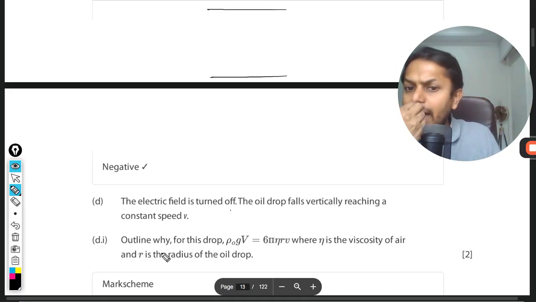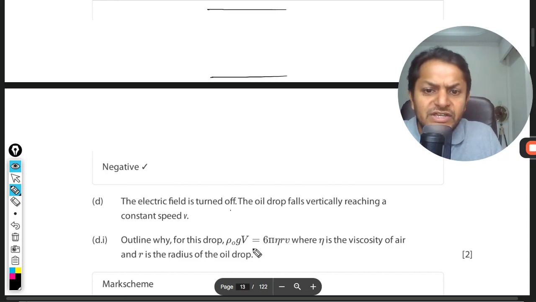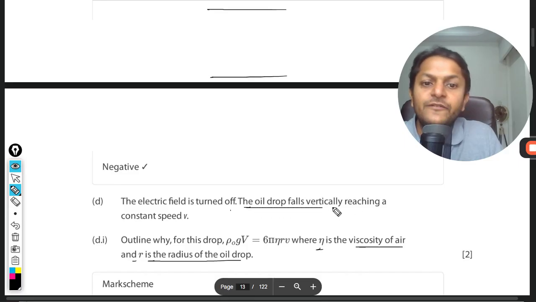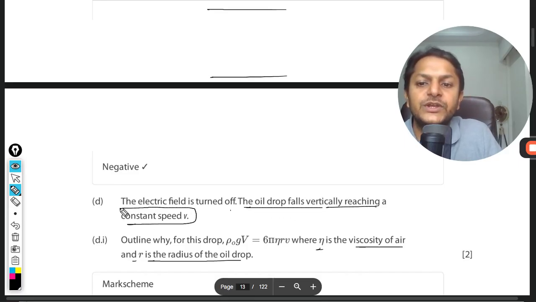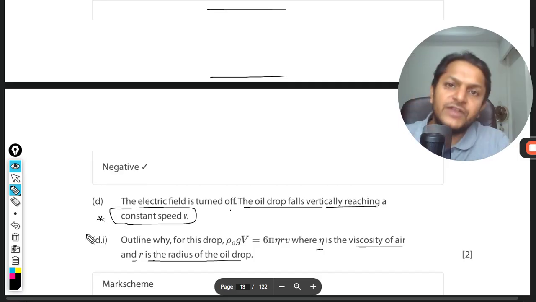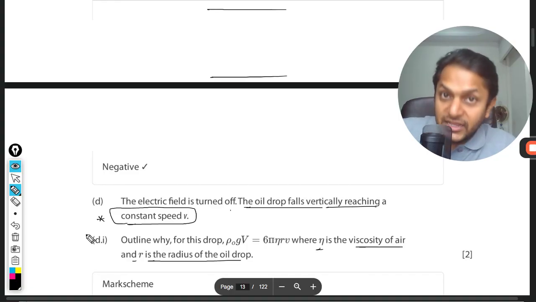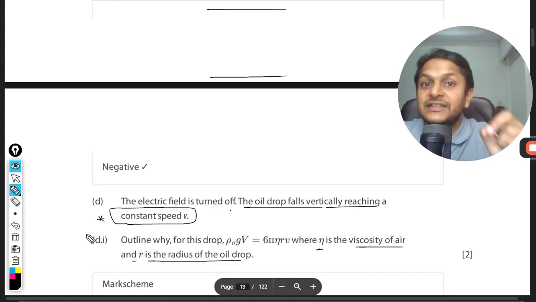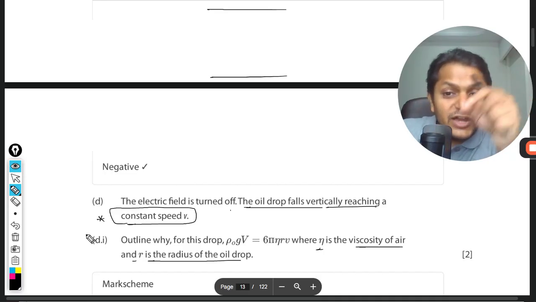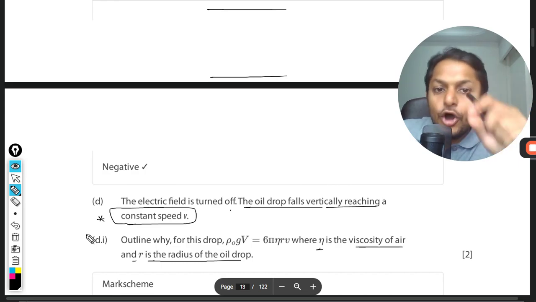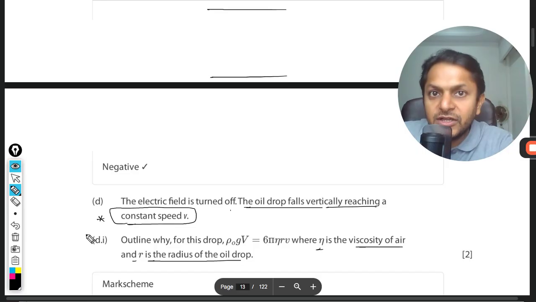So show that for this drop, rho Vg is equal to 6 pi eta Rv, where eta is the viscosity of the air and R is the radius of the oil drop. The oil drop falls vertically, reaching a constant speed of v. My dear students, we have to read the question very properly. Every statement has a link, and there is a reason for every statement to be sitting there. Electric field is turned off, so electric force is not there. The oil drop falls vertically, of course, under the effect of weight.